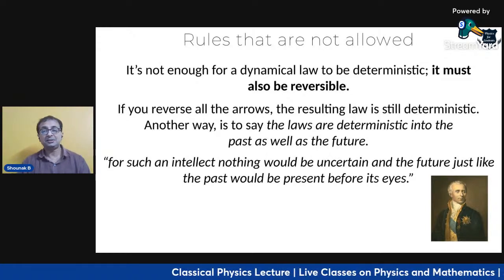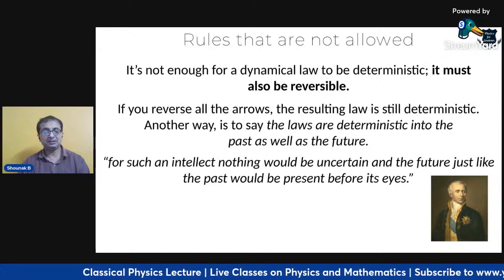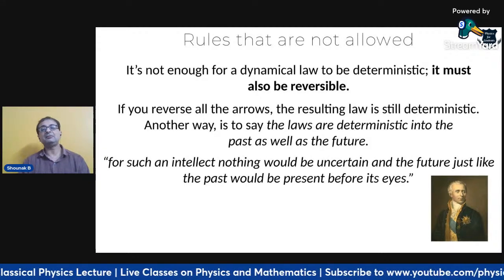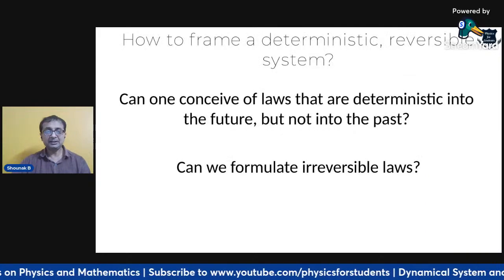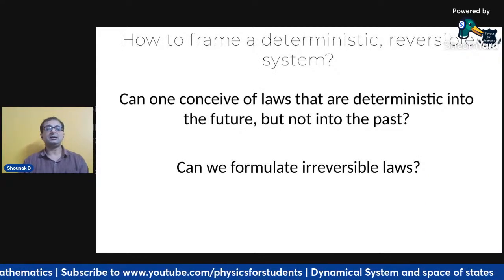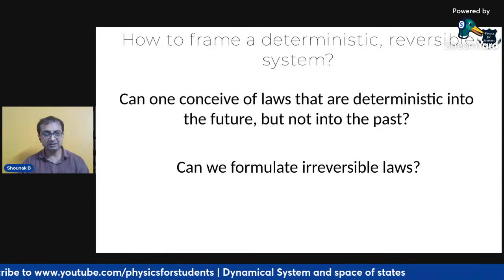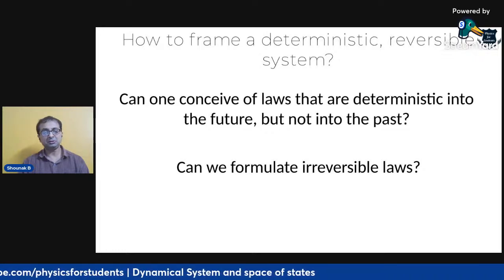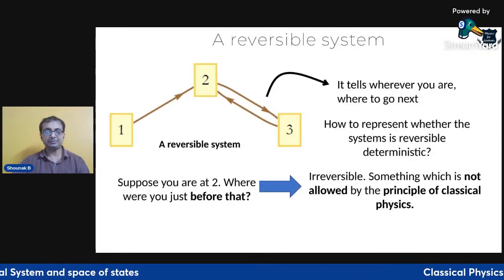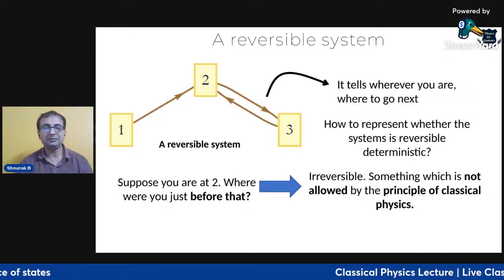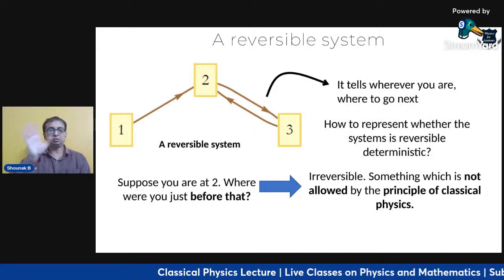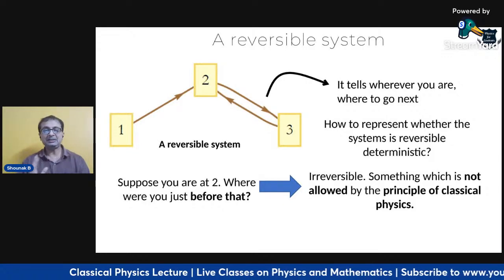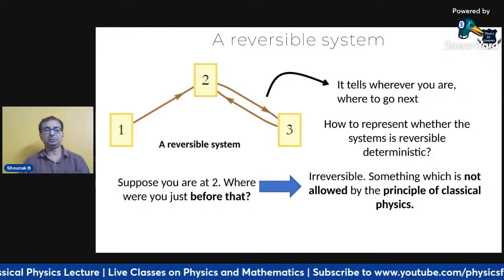So as you remember, Laplace's demon said that for such an intellect, nothing would be uncertain, and the future is just like the past. Now, the question is, can one conceive of laws that are deterministic into the future but not into the past? Can we formulate irreversible laws? The answer is absolutely yes. And here you see a reversible system from 1 to 2, 2 to 3, 3 to 2, 2 to 3, 3 to 2. That's it. So it tells wherever you go and where it would be, right?